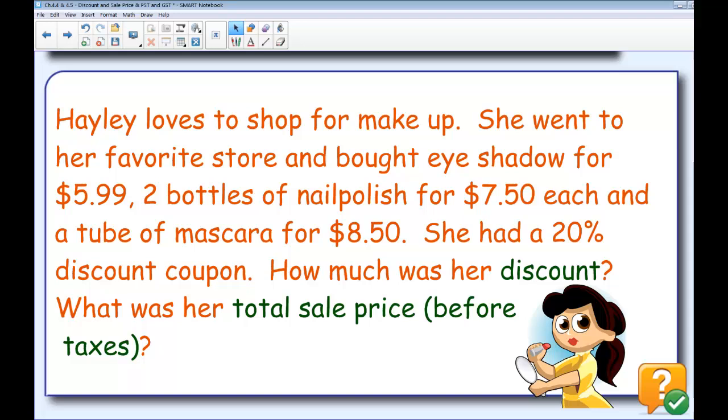So the question is, how much was her actual discount? And remember, that's asking for the discount in a dollar figure. And then it's asking what was her total sale price before taxes. Of course, we're not concerned with the taxes at this point in time. We're just looking at what the total sale price was. So that is the amount that she would be paying before any taxes. So now would be a good time to take a pause and try to calculate these for yourself, and then when you're ready, check your answers.